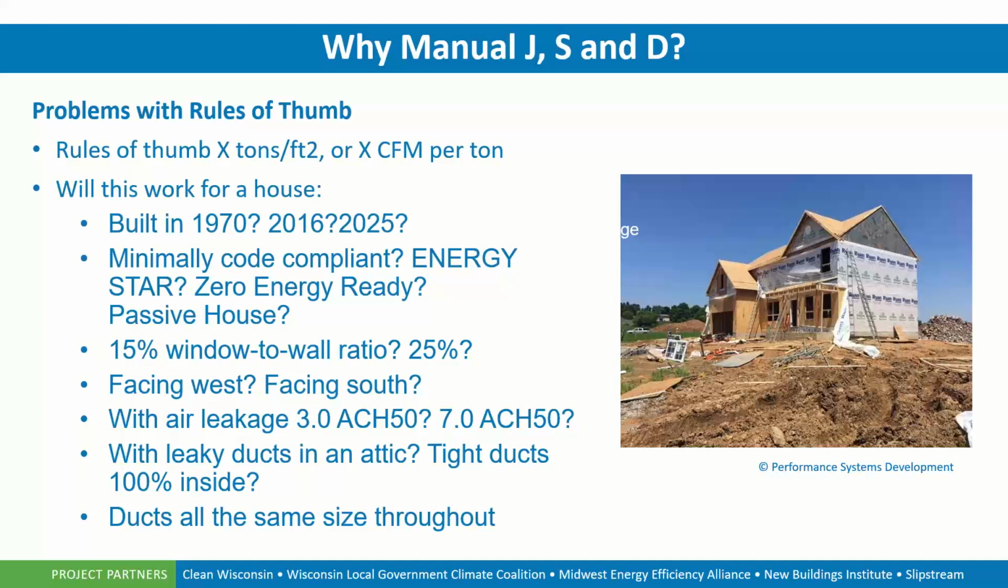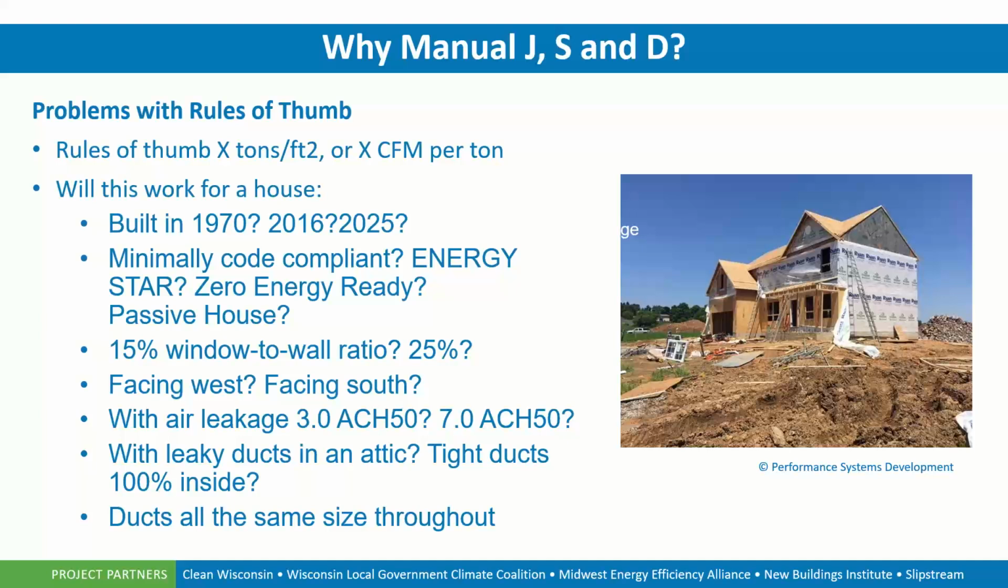So when we look at our designs, do we design a house built in 2025 the same way that we did in 1970? Codes have changed quite significantly. Does it just meet the minimum requirements of code, or do we design the system so that it could meet above-code programs? Energy Star, Zero Energy Ready, Passive House Design. All of those programs above code are going to have additional requirements that need to be met.